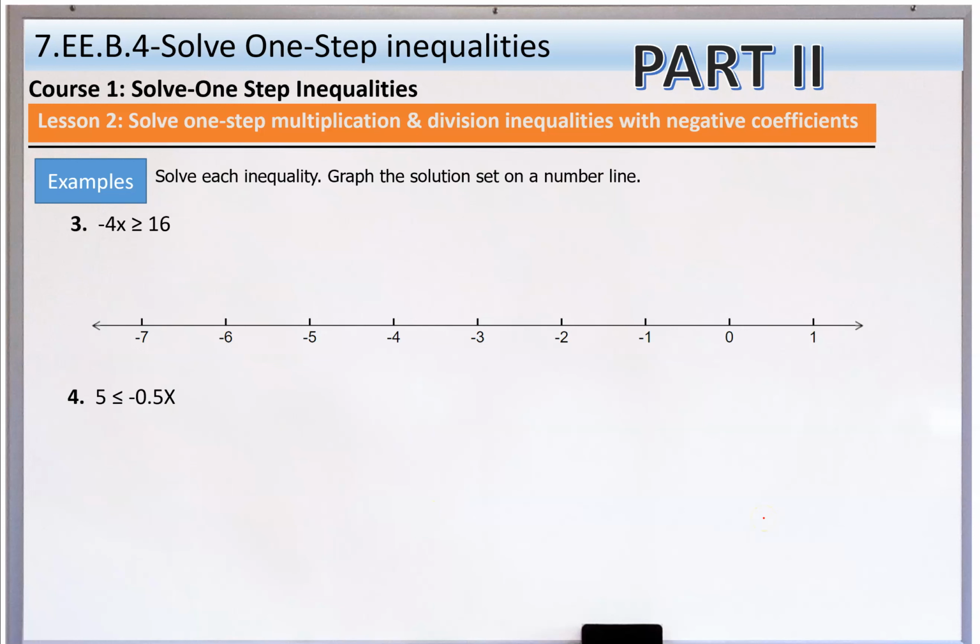Hello and welcome back to part 2 of solving one-step multiplication and division inequalities with negative coefficients.